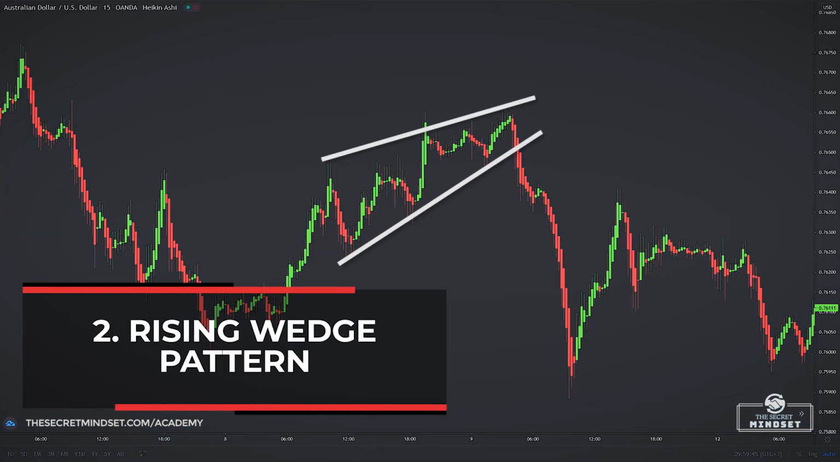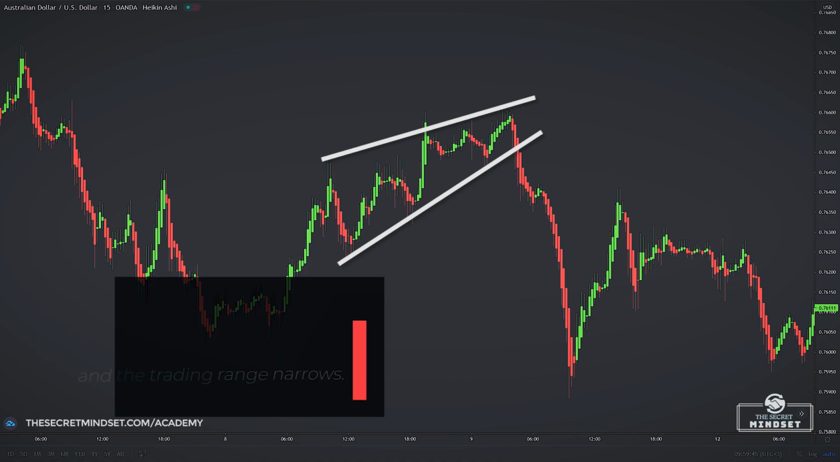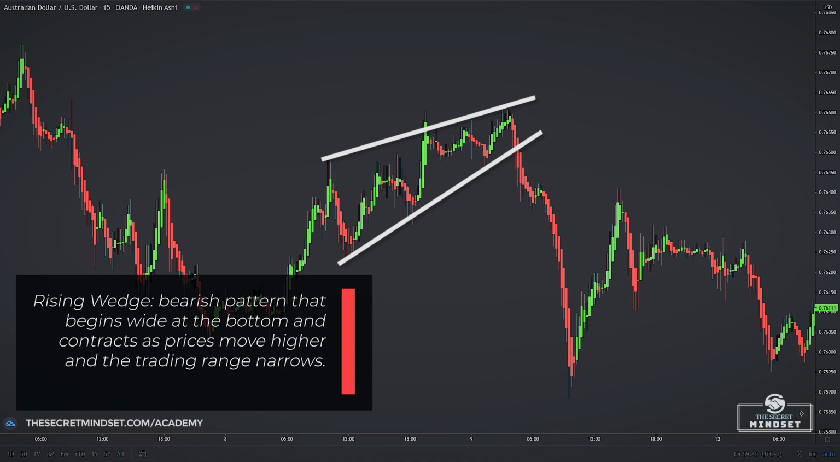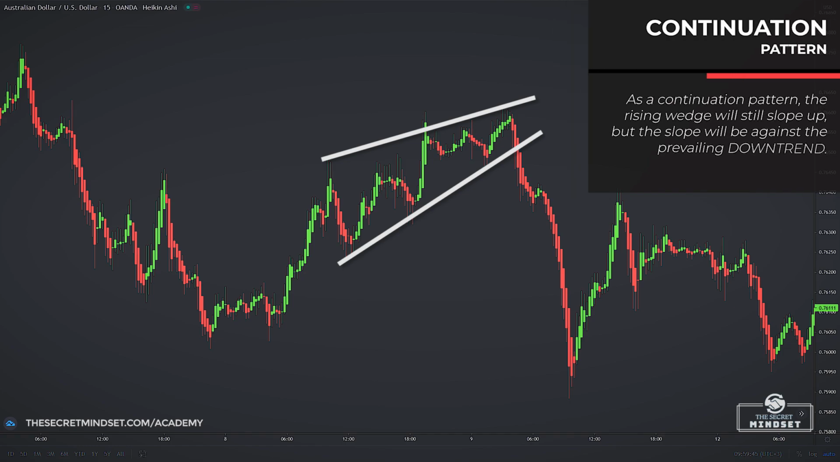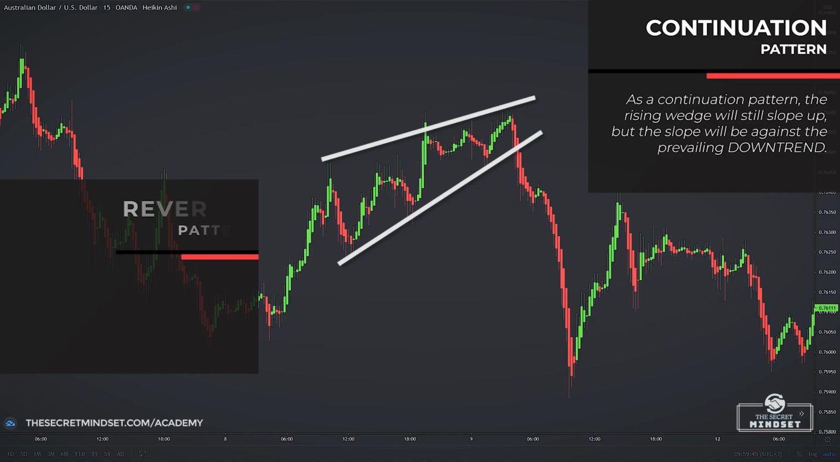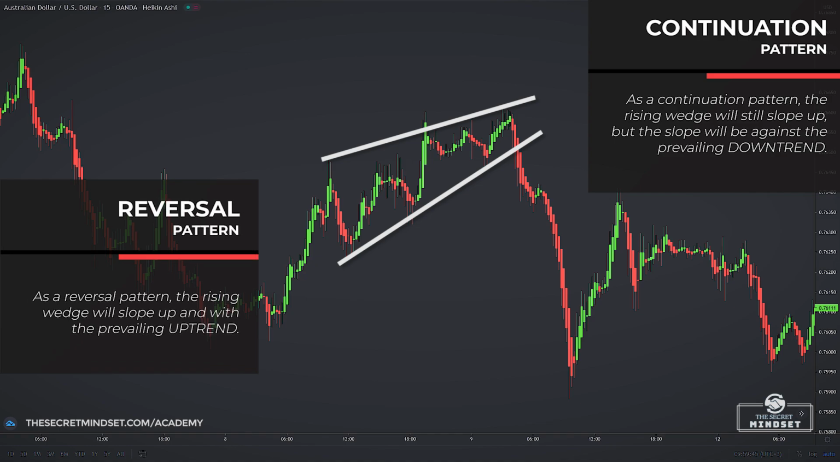The second component of the strategy is the rising wedge. The rising wedge is a bearish pattern that begins wide at the bottom and contracts as prices move higher and the trading range narrows. While the rising wedge is mainly a reversal pattern, this formation can also fit a continuation category. As a continuation pattern, the rising wedge will slope up, but the slope will be against the prevailing downtrend. As a reversal pattern, the rising wedge will slope up and with the prevailing uptrend. Regardless of the type, reversal or continuation, rising wedges are bearish.